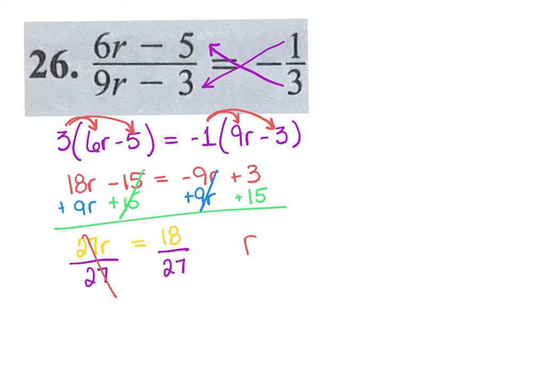So I end up with r equals 18 over 27. Am I done? No. If your fraction can simplify, you need to simplify. What goes into 18 and into 27? 9. Yes. So we're going to divide the top and the bottom by 9, which is where we're going to get our 2/3 as our answer.